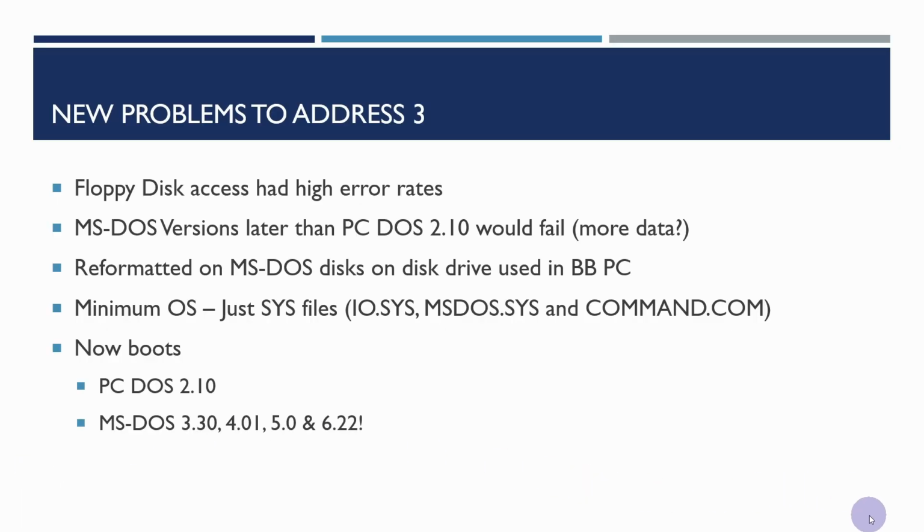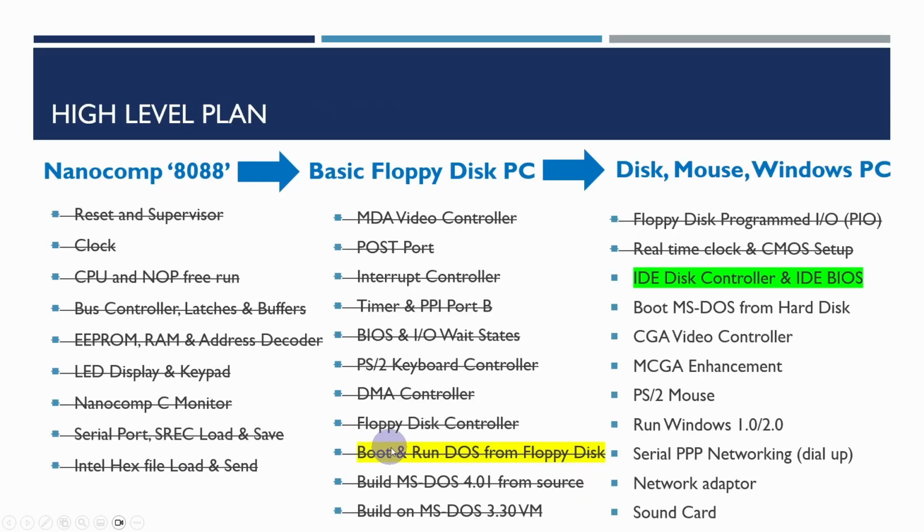And showing now it can boot all these versions of DOS. I've kind of gone back and completed the boot and run DOS from floppy disk. I was originally looking to be doing MS-DOS 3.3 as well as the 2.1. So now I'll be able to do 3.3, 4.01, 5, 6.2.2, and even attempting to run Windows 95 as well.